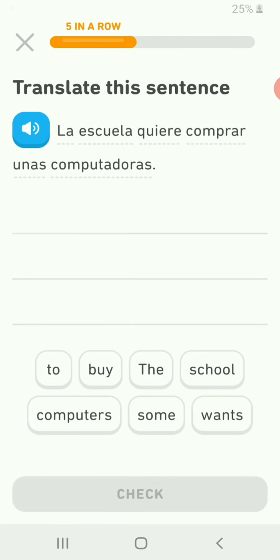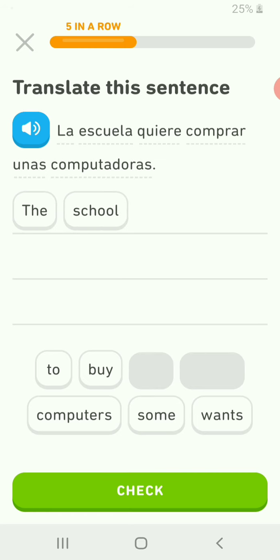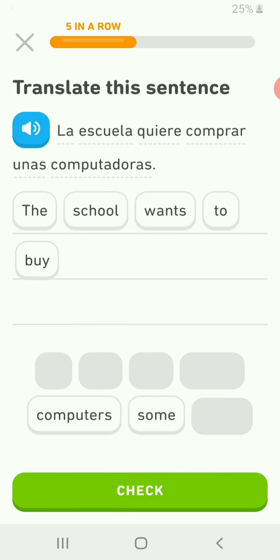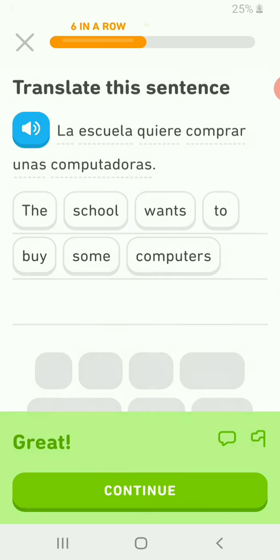La escuela quiere comprar unas computadoras. So unas it's some, yes, I think. Unas. Yes, unas it's some. La escuela, the school, wants to buy some computers.